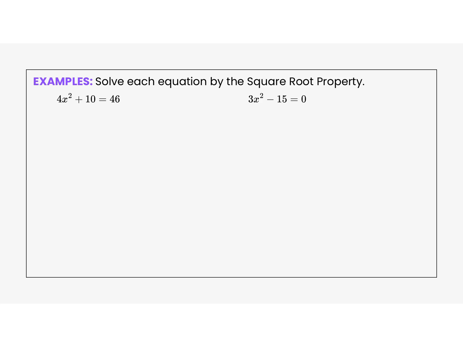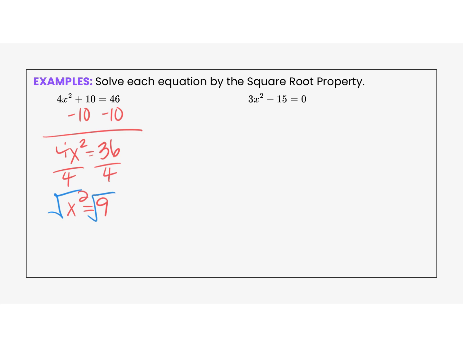So for this one, again, the first thing I want to do is isolate the x squared. So I'm going to subtract 10. So I get 4x squared equals 36. And then I'm going to divide by 4. So I get x squared equals 9. Now that the x squared is by itself, I'm going to take the square root of both sides. And the square root of 9, we typically would say is 3, but really it can also be negative 3 because negative 3 squared is also 9. So that's why we look for the positive and the negative. So when I write my answer, I say x equals plus or minus 3.